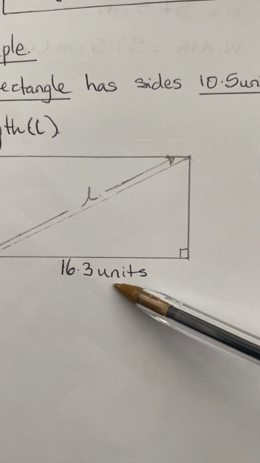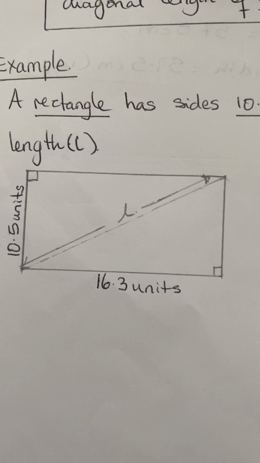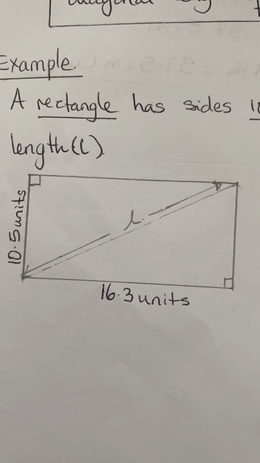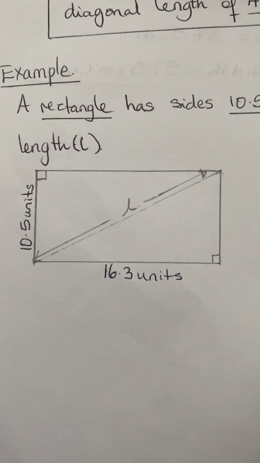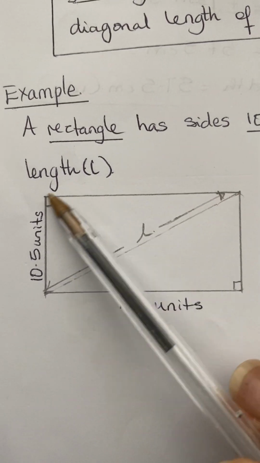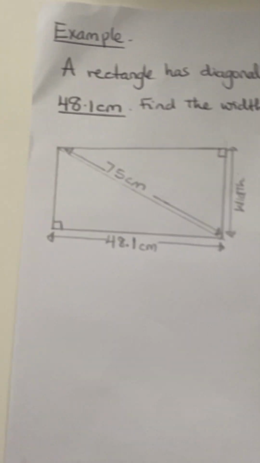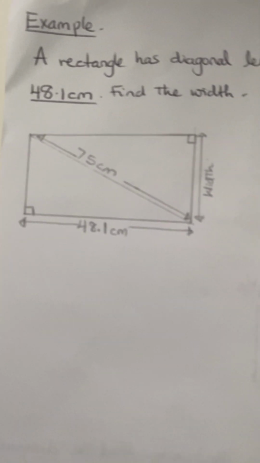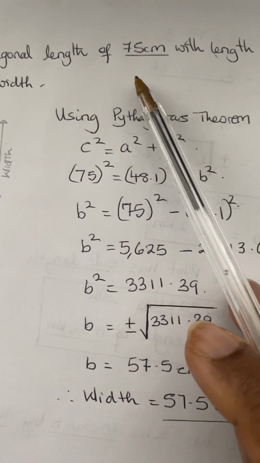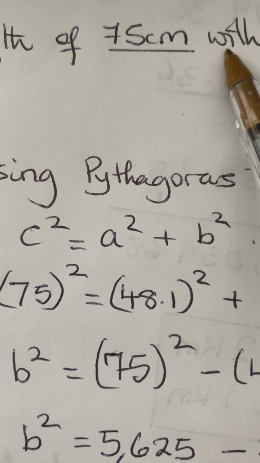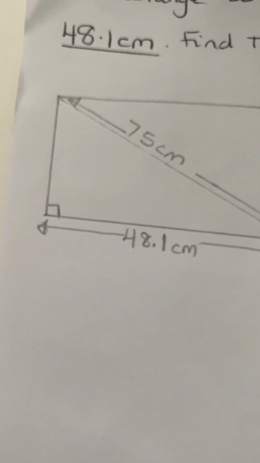The question gave us units, so we are leaving our answer again in units. Okay, so that is an example with a rectangle. Let's look at another example involving a rectangle. A rectangle has a diagonal length of 75 centimeters. So this is a rectangle.